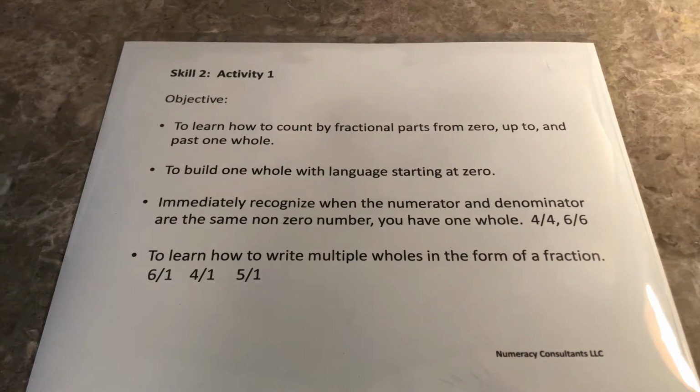To build one whole with language starting at 0, immediately recognize when the numerator and denominator are the same non-zero number, you have one whole. For example, 4/4 or 6/6. And to learn how to write multiple wholes in the form of a fraction.